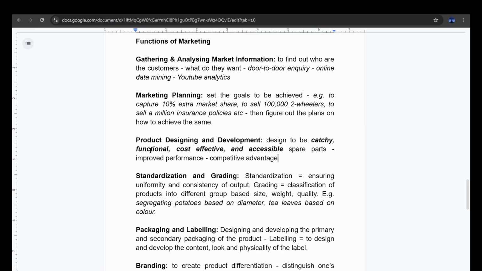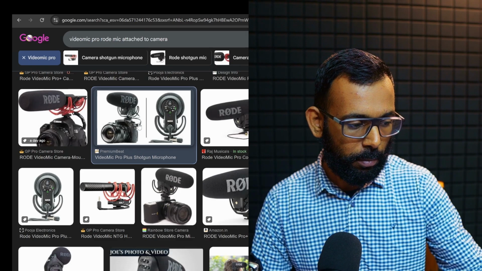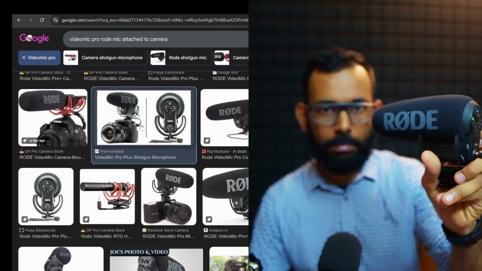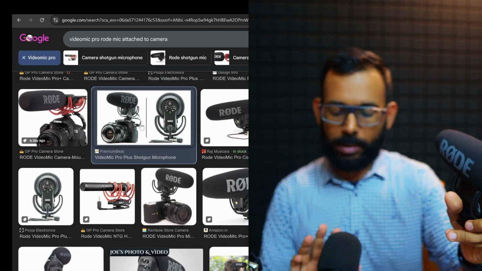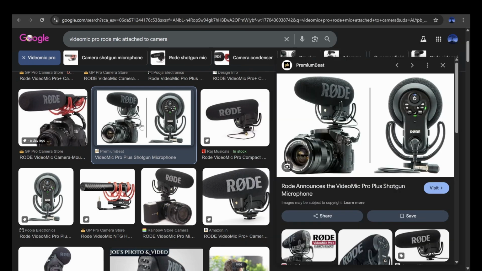Next, a design should not just be catchy, it should also be functional. Now let us see an example. Now, this is a Rode shotgun mic, okay? So you can see I'm actually shooting this video through a second mic. This is the first mic and this is the second mic. Now, this mic is exactly what I'm presenting on the screen here.